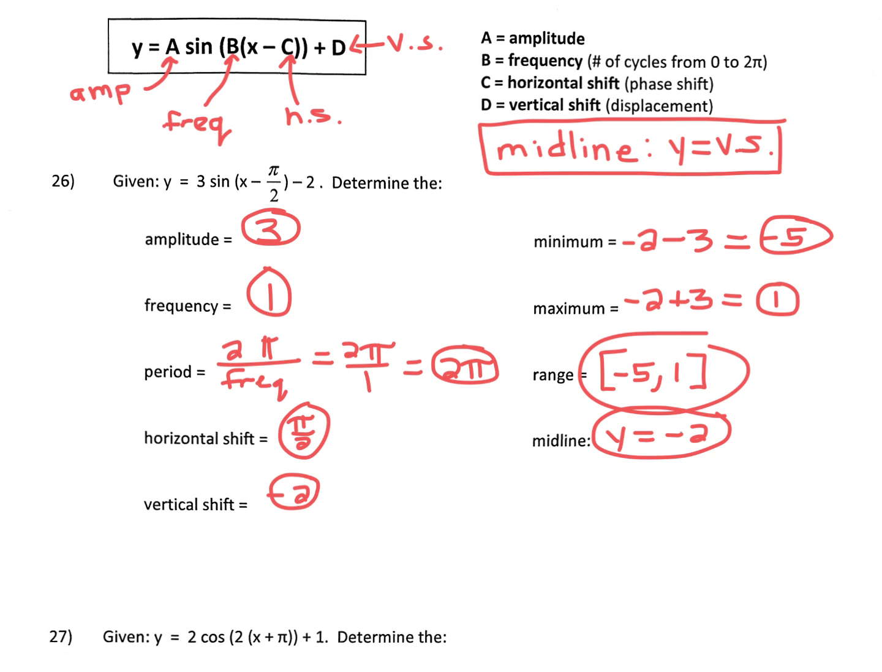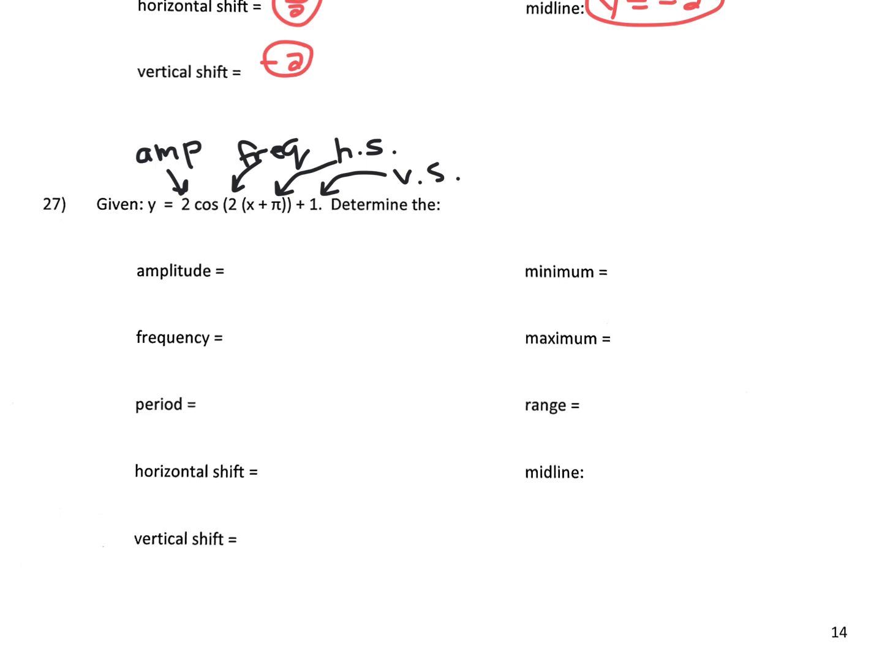All right, try out 27, hit pause, and then hit play and see how you did. All right, so I just labeled what was what within the equation. So we know we have amplitude, frequency, horizontal shift, and vertical shift. So our amplitude is equal to +2. The frequency is also equal to +2.